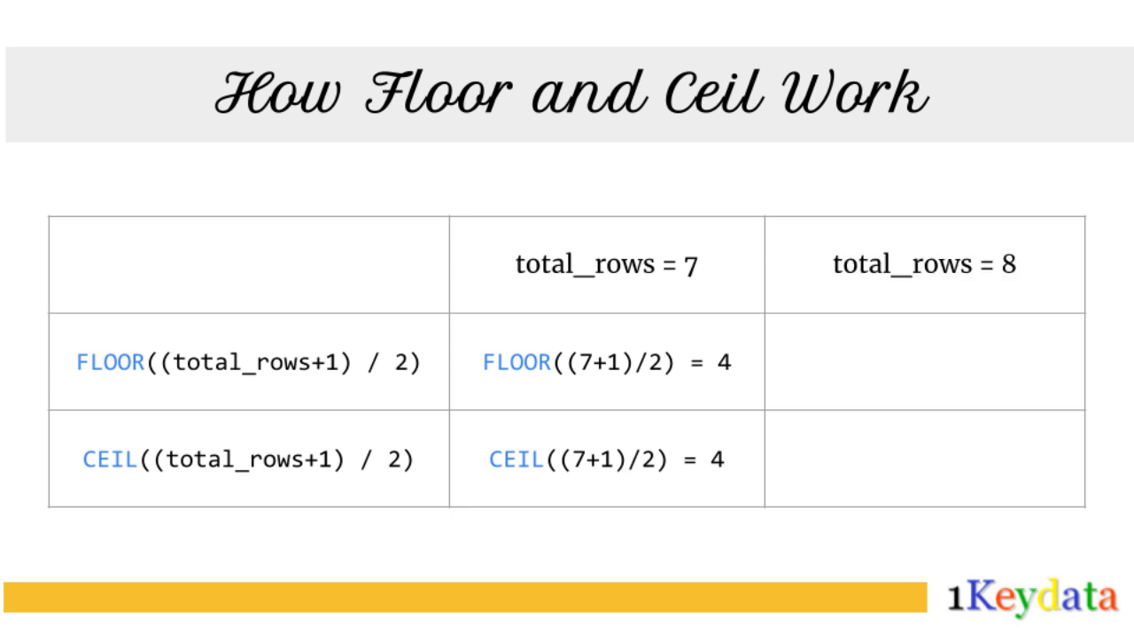Now for an even case. Let's say we have 8 rows. The floor function would return 4, while the ceiling function would return 5. So the median is the average of the fourth smallest and the fifth smallest values.